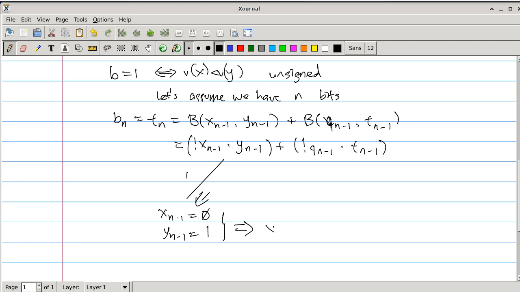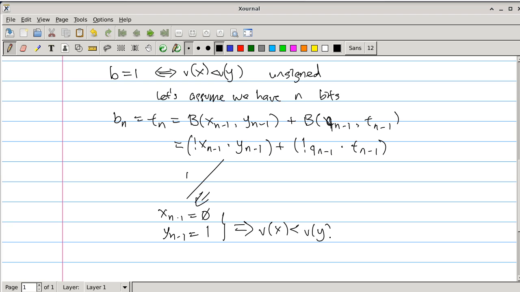This implies x is less than y. Great. So we're saying that if there's a one in the bottom, then the most significant bit of x has to be a 0. So this is only one part of the two-parter.